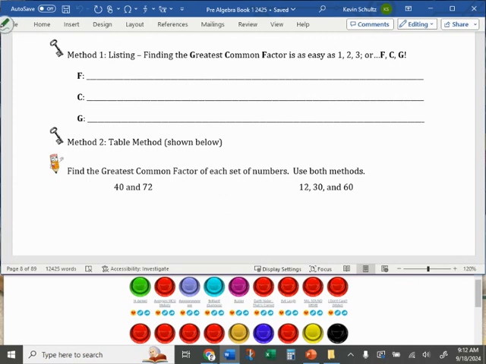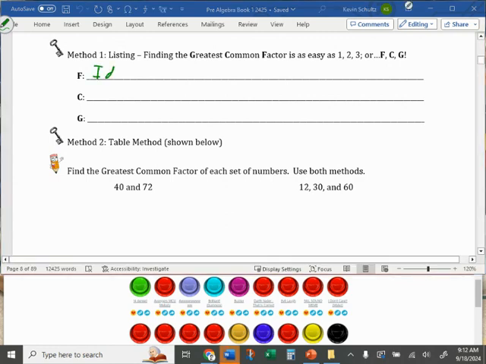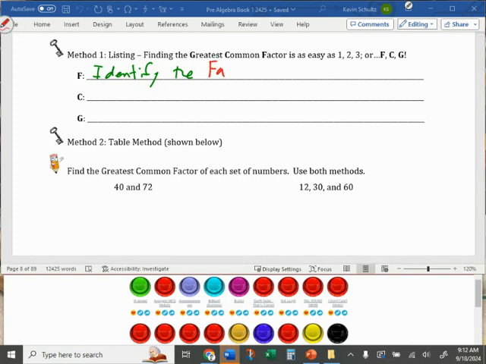It says finding the greatest common factor is as easy as 1, 2, 3, or FCG, okay? Which is greatest common factor backwards, right? What do you suppose the F stands for? Factor, okay? Identify the, I'll do it in red because it's super important, factors of each number. Okay, identify the factors of each number.